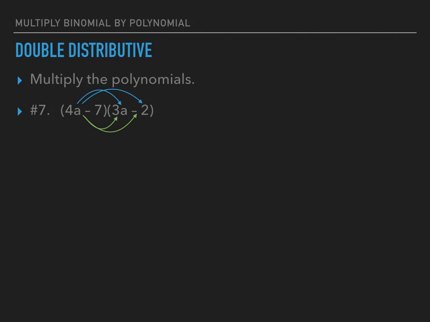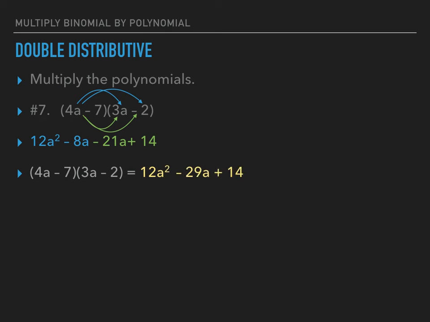4a times 3a is 12a squared. 4a times negative 2 is negative 8a. Now the green arrows, negative 7 times 3a is negative 21a. And negative 7 times negative 2 is positive 14. So my answer here will also be a trinomial, which is a quadratic trinomial because it's to the 2nd degree. And the 2 linear terms can be combined. So in standard form, the product is 12a squared minus 29a plus 14.